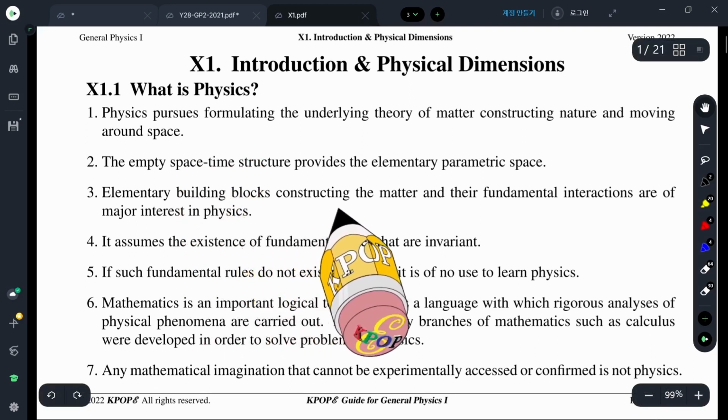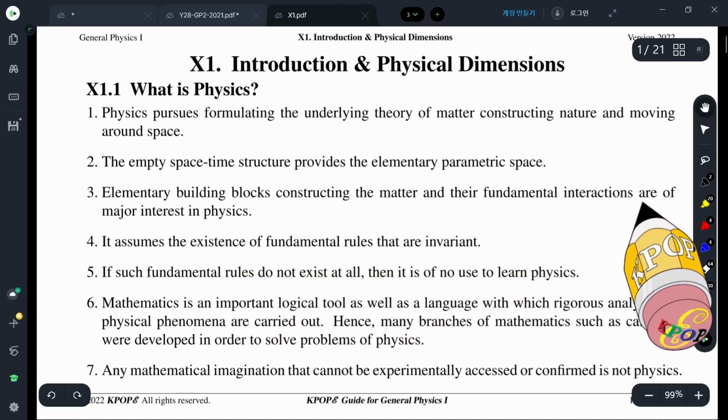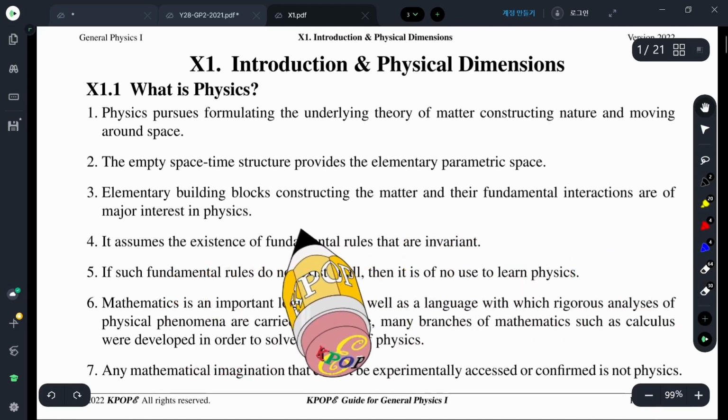Elementary building blocks constructing the matter and their fundamental interactions are of major interest in physics. So, what kind of force or power makes something move? Okay, you'd like to find out the building blocks. The matter can be divided into small pieces. For example, you know a molecule, and a molecule can be divided into atoms and electrons surrounding them.